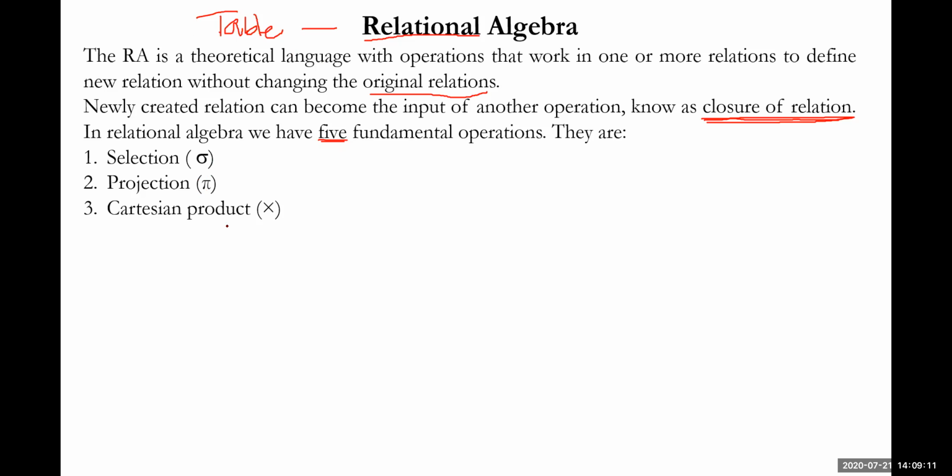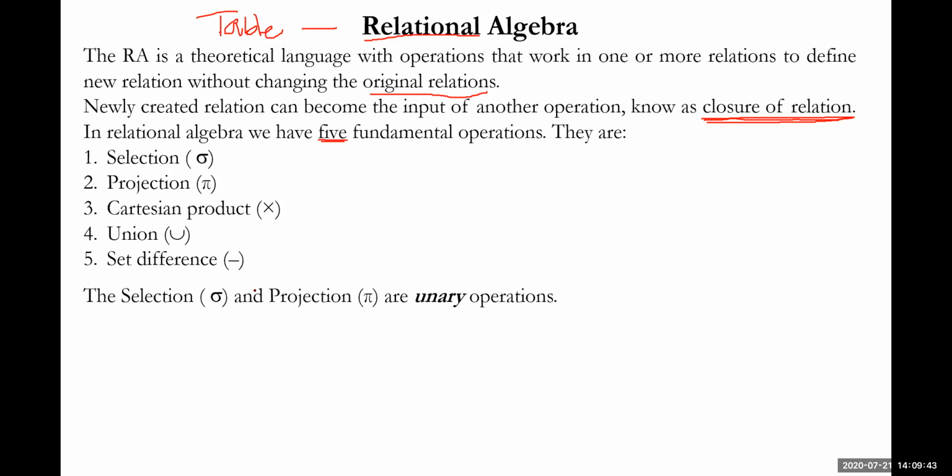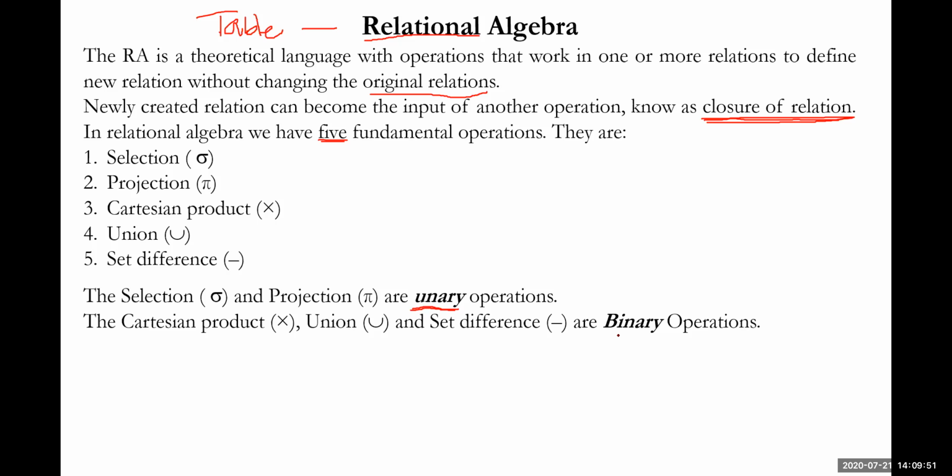Then the Cartesian product, which is very well known to you because you have operated this in set theory; that is the cross product. Then union, also very familiar to you, and then set difference, also familiar. These are the 5 fundamental operations in relational algebra. And we have 3 more extra, high level operations. Selection and projection are unary operations; they take a single relation as input, and the remaining 3 are binary operations.